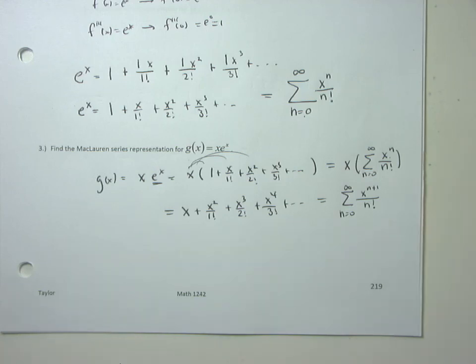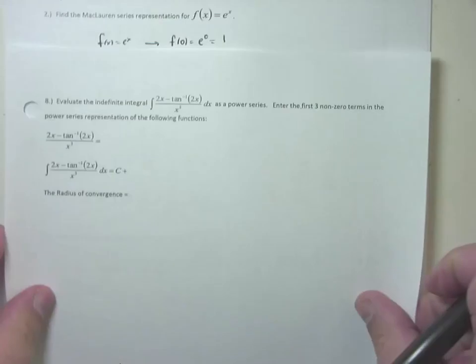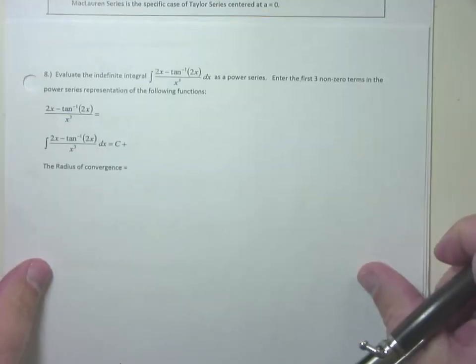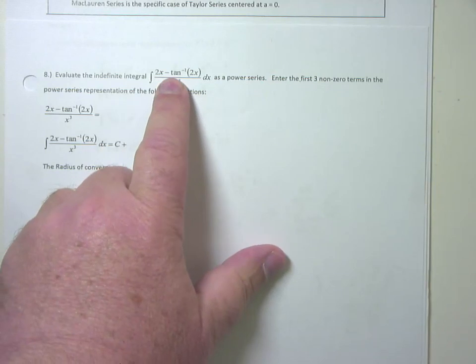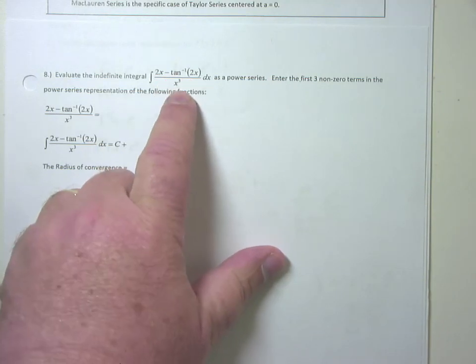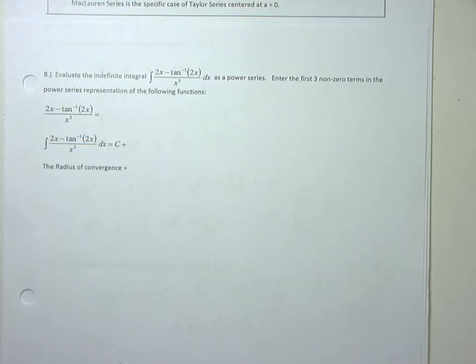Now, if you go back, I skipped over this WebWork problem because I actually made a video for you so you can go over some of the homework problems at your leisure. But this was one of our homework problems right here. We wanted to evaluate the integral of 2x minus the tangent inverse of 2x, divided by x cubed. It was from the last section here.